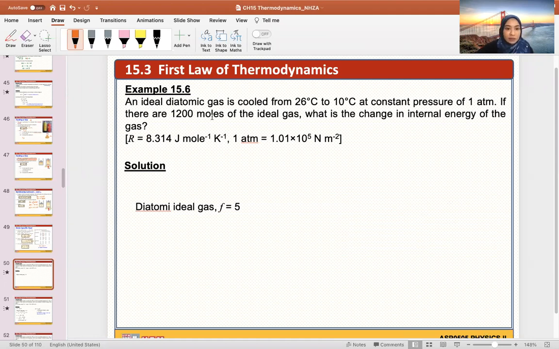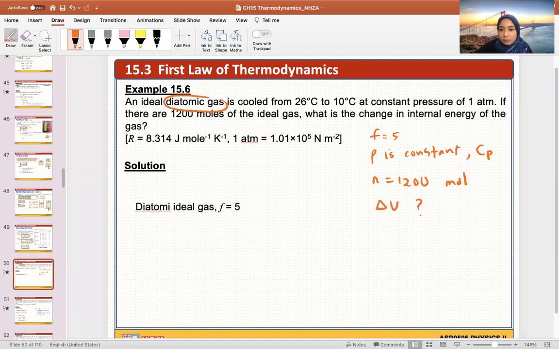Okay, last one. An ideal diatomic gas is cooled from 26 to 10. So we have our clues here. Diatomic gas, so f is equal to 5. Is cooled from 26 to 10 Celsius at constant pressure of 1 atm. So P is constant. If I want to use the Q equation, I would have to use CP, the molar specific heat. If there are 1,200 mole, what is the change in internal energy of the gas? So it's asking for delta U.